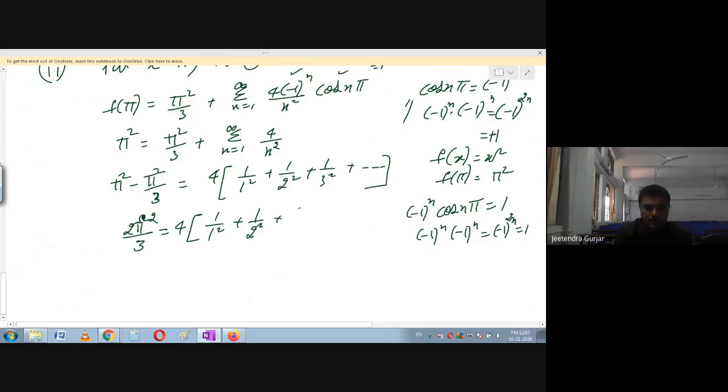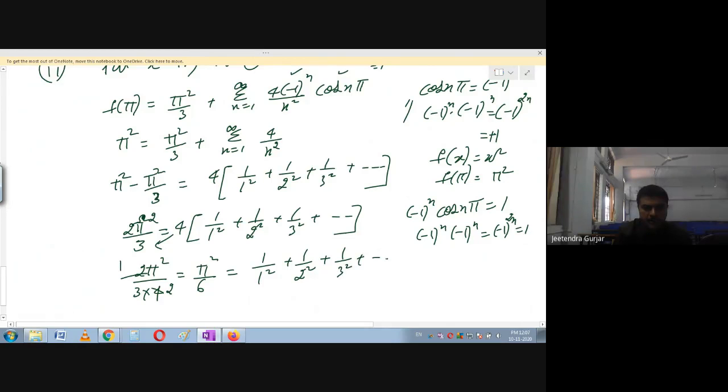So I'm going to substitute the third value, friends. Now the 4, if I bring it to this side, this is 2π²/(3×4). Again, you can take this as 2 ones are 2, 2 twos are 4. So you can take this as π²/(3×2). It is 6, which is equal to 1/1² plus 1/2² plus 1/3², and so on remain as they are.